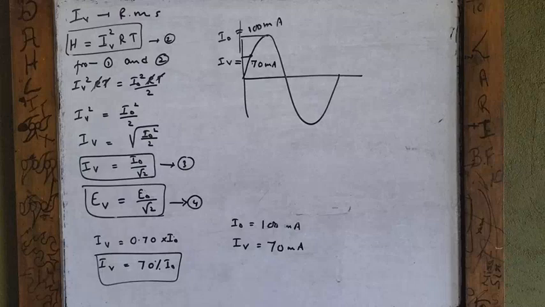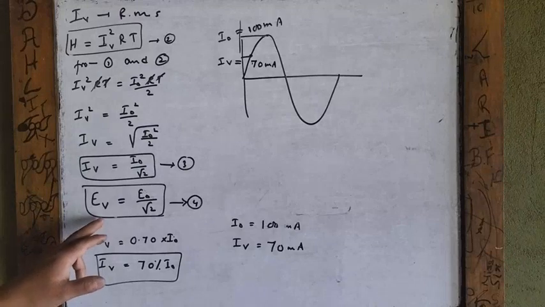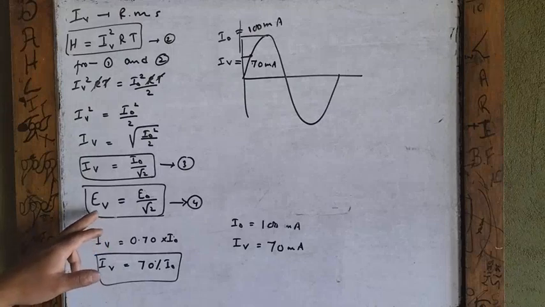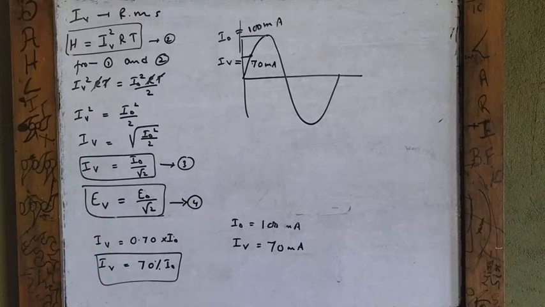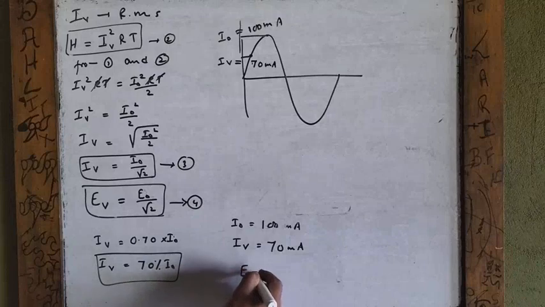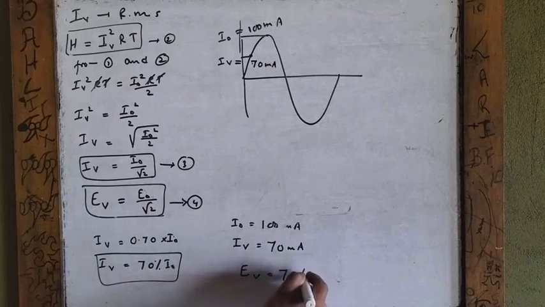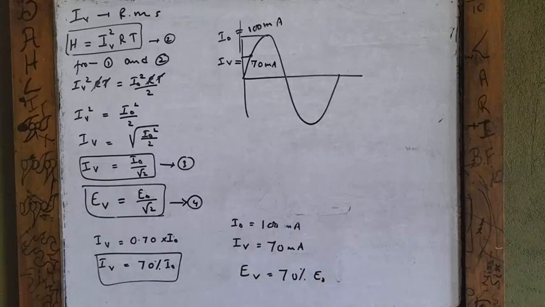Okay, all right. So similarly, for the root mean square value of the alternating voltage, we can write E_v is equal to 70% of E naught.